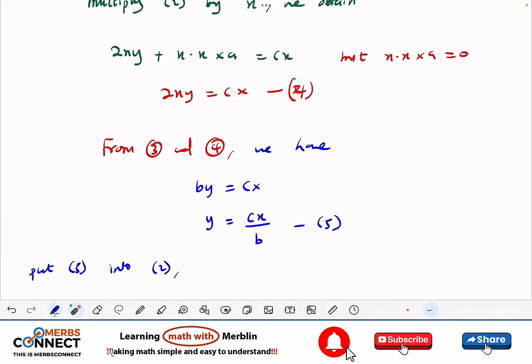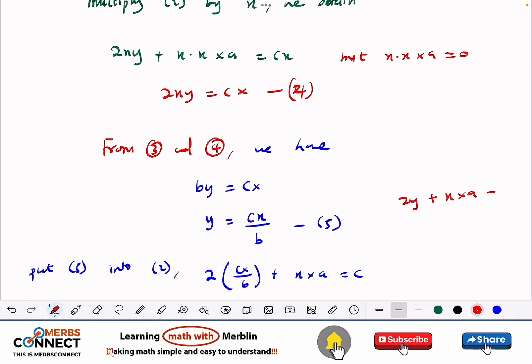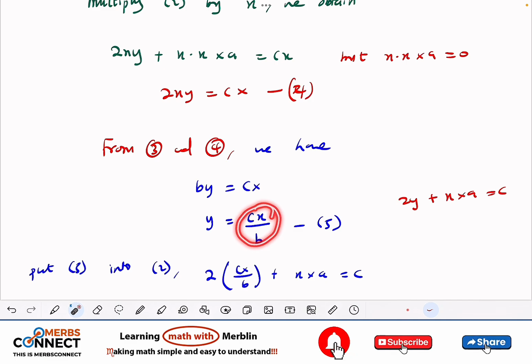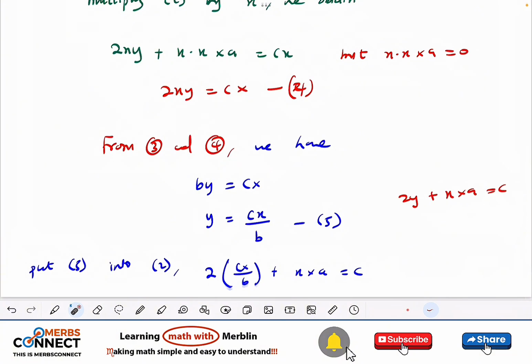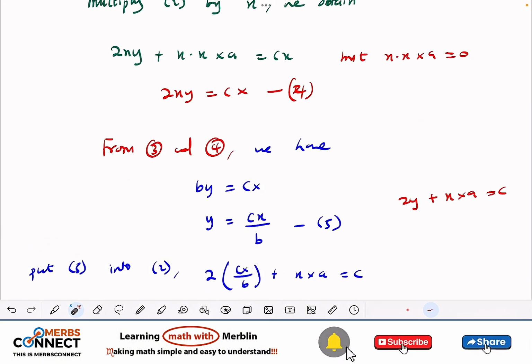So this is going to give us equation 2. Let's put it in. So this is going to be 2x divided by b plus s cross a, which is equal to c. We know that equation 2 is 2y plus s cross a is equal to c. So we are just putting this one in place of the y. So 2 times y, which is this, and then this, which is equal to this. So now let's make x the subject from this equation.